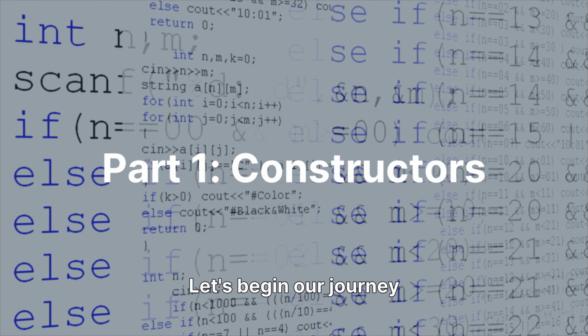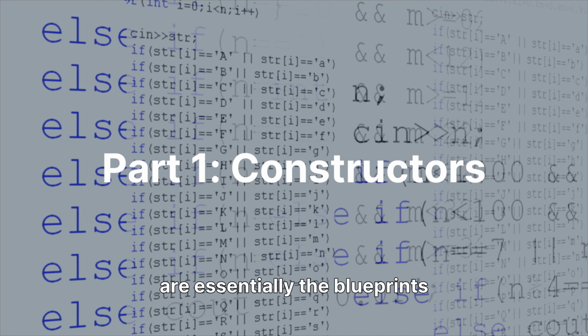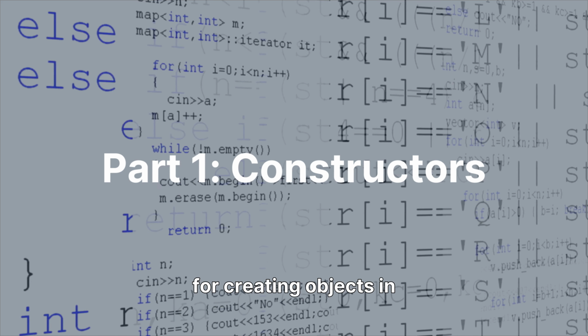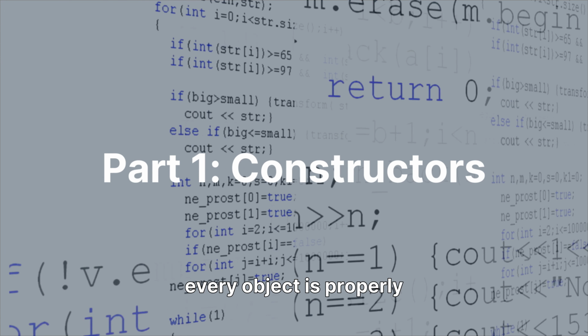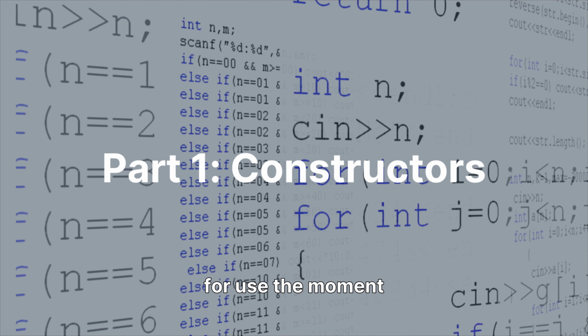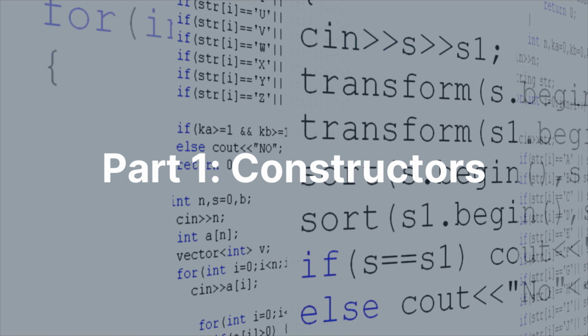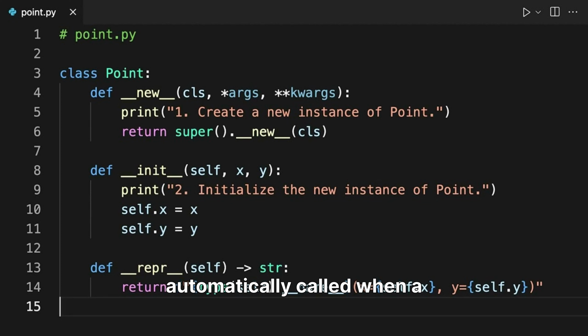Let's begin our journey by understanding constructors, which are essentially the blueprints for creating objects in C#. They play a vital role in ensuring that every object is properly set up and ready for use the moment it's instantiated. Constructors are special methods automatically called when a new object is created from a class, ensuring it's properly initialized with a valid state. This automatic invocation guarantees that an object is never left in an undefined or unusable condition.